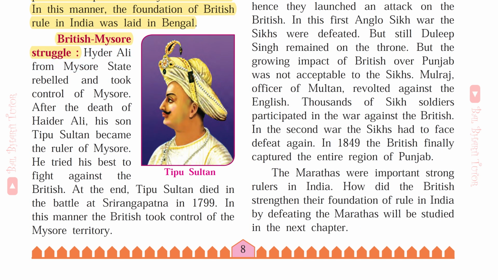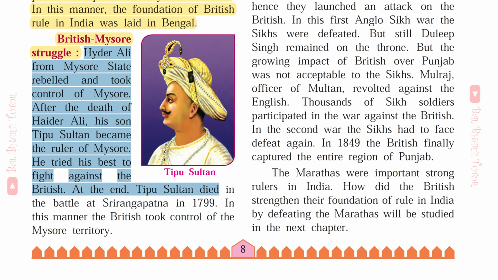British-Mysore Struggle. Hyder Ali from the Mysore state rebelled and took control of Mysore. After the death of Hyder Ali, his son Tipu Sultan became the ruler of Mysore. He tried his best to fight against the British. In the end, Tipu Sultan died in the battle at Srirangapatna in 1799. In this manner, the British took control over the Mysore territory. This is the picture of Tipu Sultan.